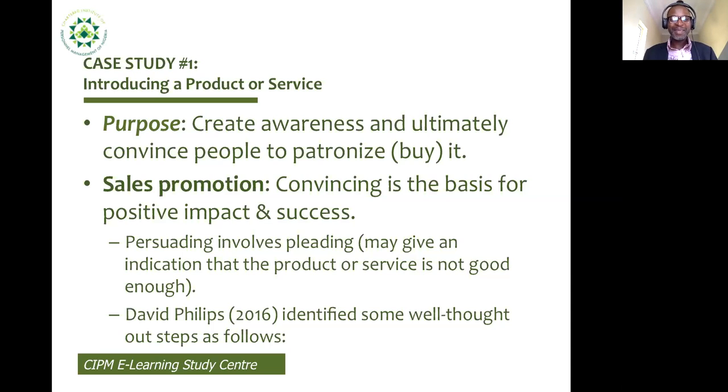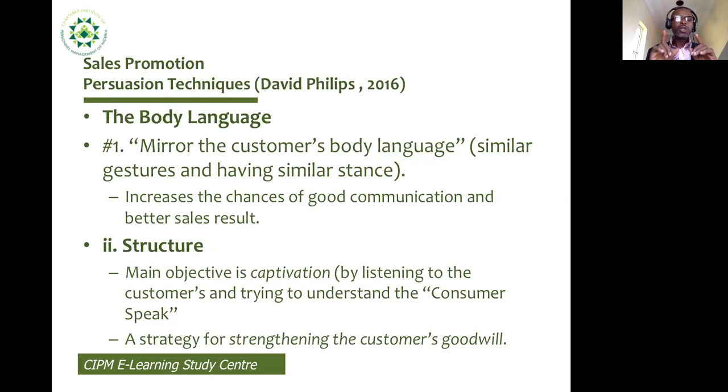Clara? Yes, sir. Good. Now, a researcher called David Phillips in 2016 gave us some insight into how we can do sales promotion effectively. Some of the steps he gave are these. He said, one, you must do something about your body language. In a sales speech, your body language resonates and confirms whatever you are saying. It shows whether you have passion, interest, or conviction about your product or your service. It must not be overtly too much, but it must be there to show seriousness about what you are preaching. And one of the ways he says you must do this is to mirror the consumer's body language, with similar gestures and a similar stance.